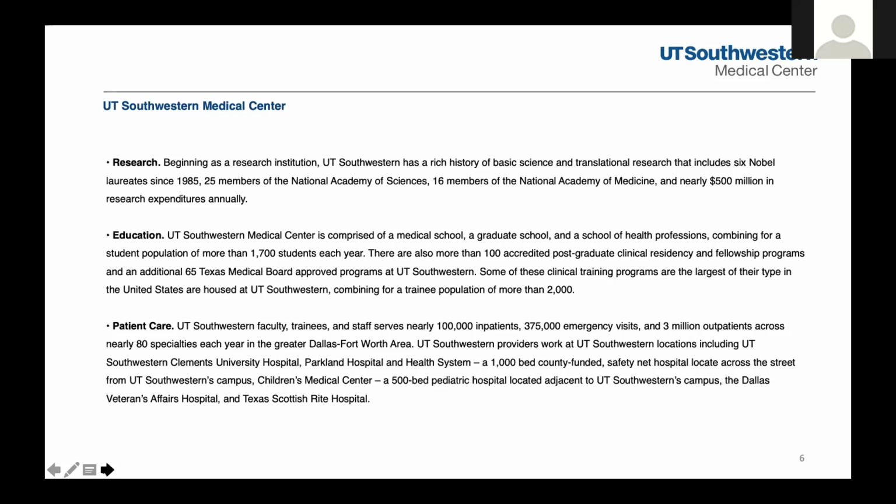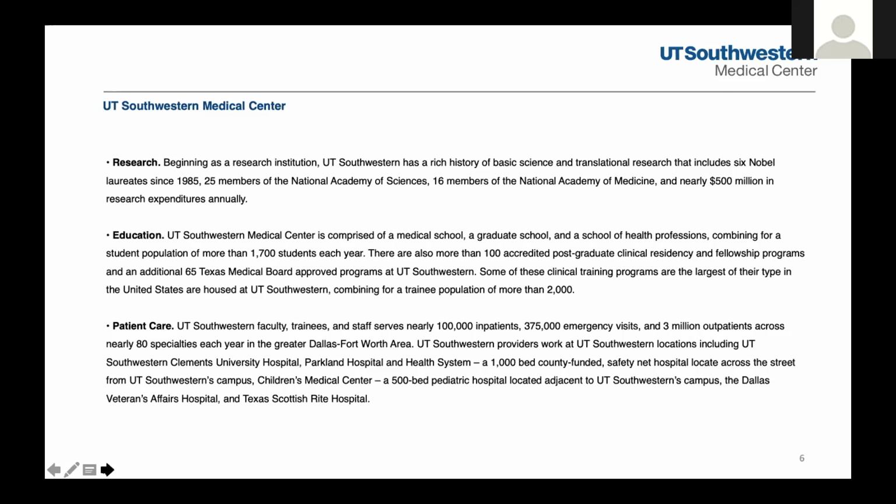Patient care. Across a general year, about 100,000 inpatients, about 375,000 emergency visits, about 3 million outpatients, and that covers care across about 80 specialties in DFW. All of that care is not located specifically on UT Southwestern's campus or at UT Southwestern facilities. Actually, the vast majority of it does not occur at UT Southwestern facilities.